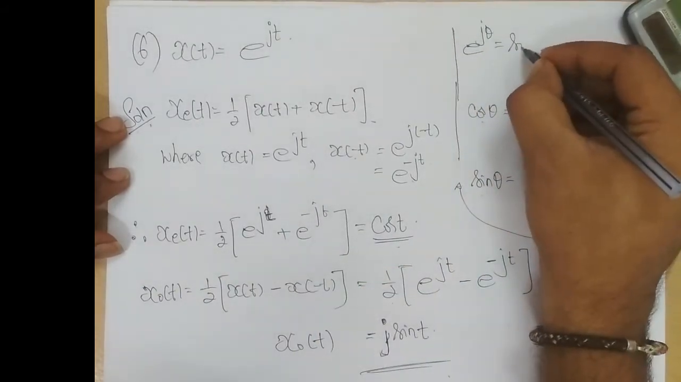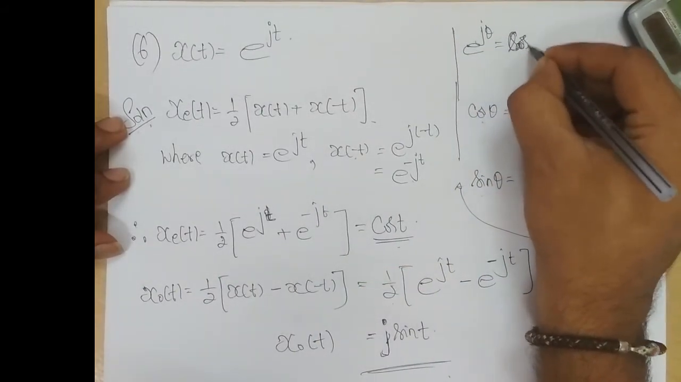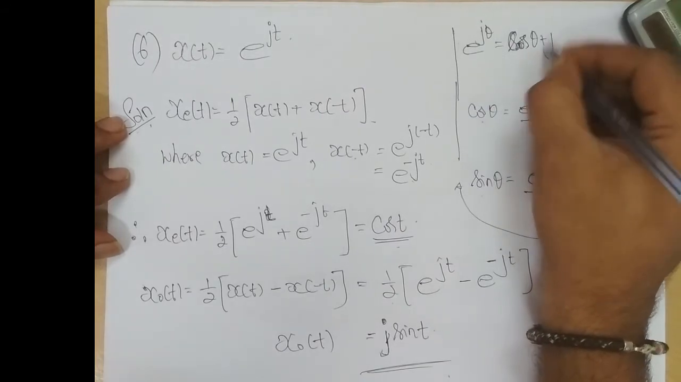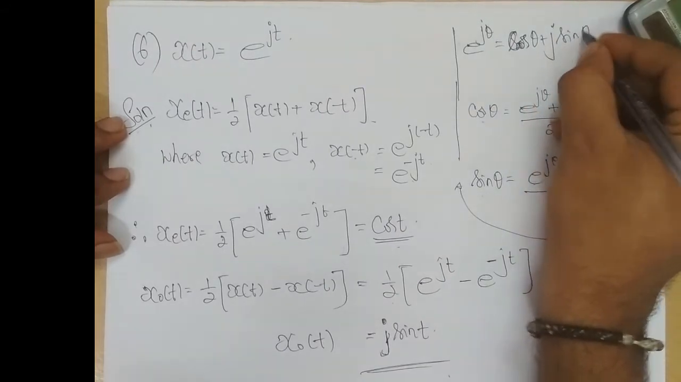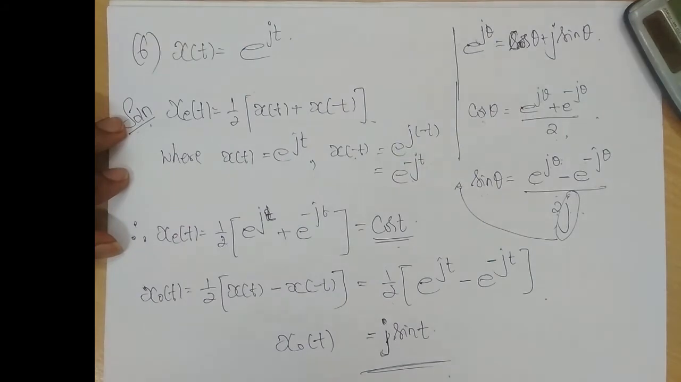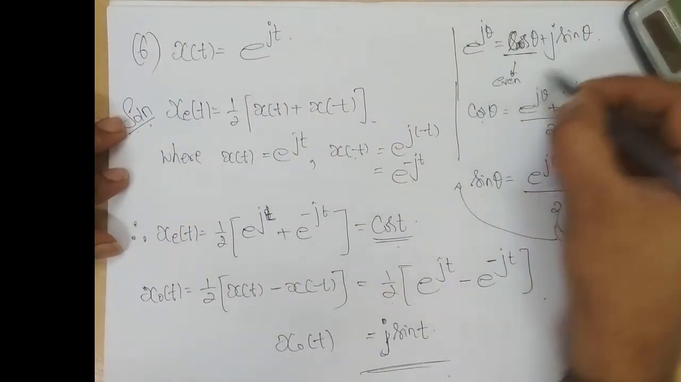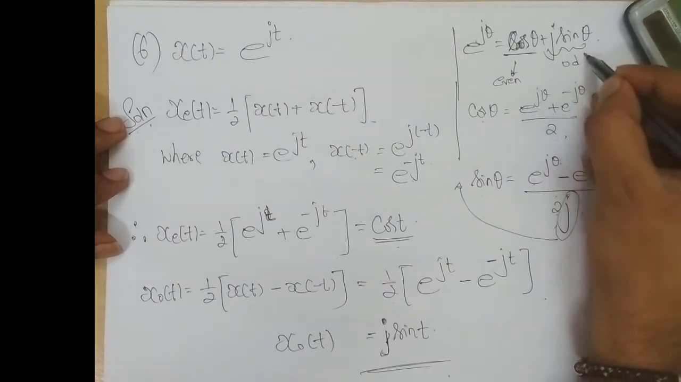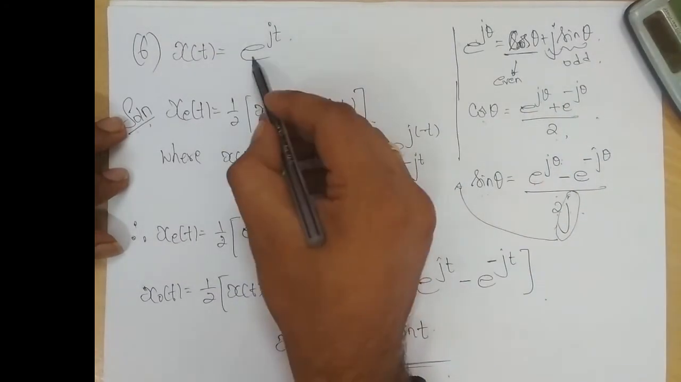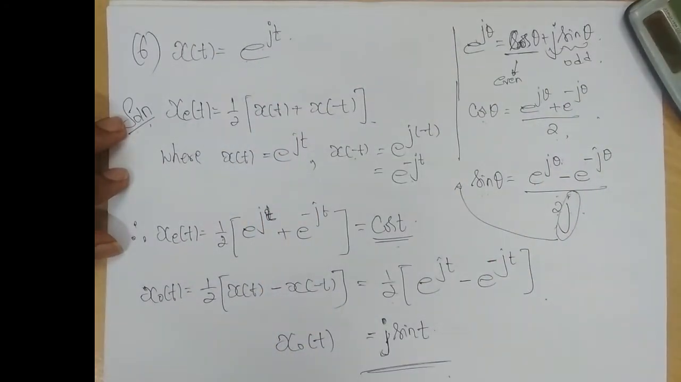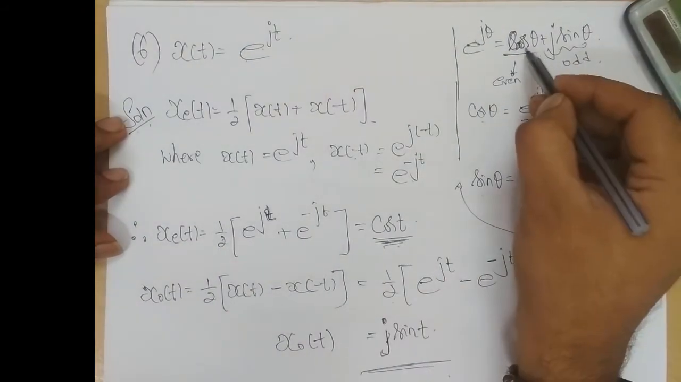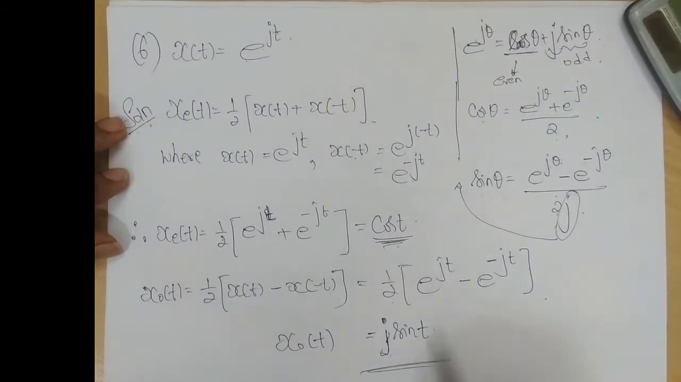It is cos theta plus j into sin theta, right? e power j theta is what? Cos theta plus j into sin theta, where cos theta is actually even and j into sin theta is odd component. So that's what we have. In e power j theta, what is its even component? It is cos theta, and what is its odd component? j into sin theta, right?